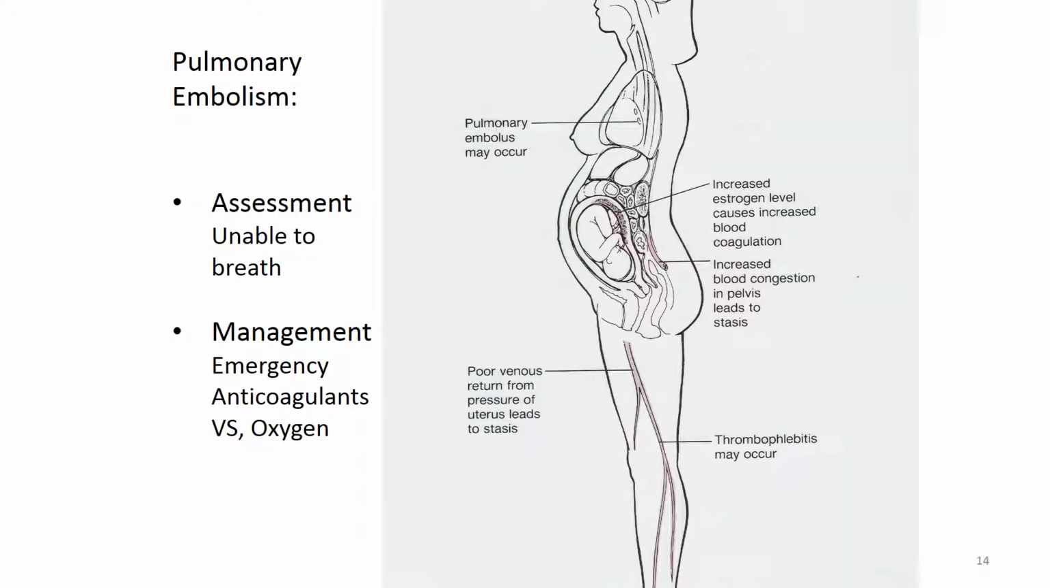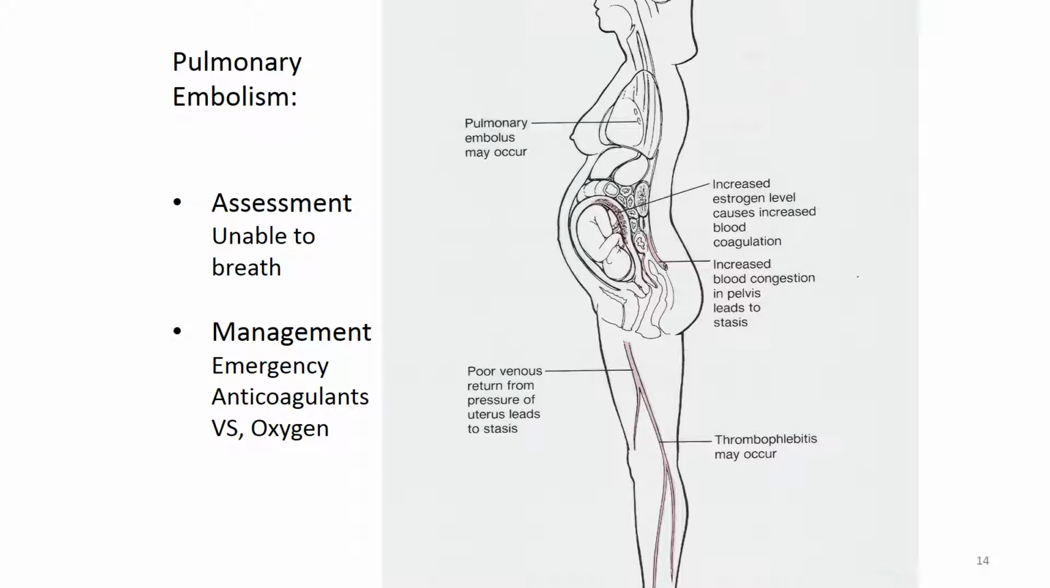Pulmonary embolism is a blood clot obstructing the pulmonary artery. Usually the causative agent is a dislodged DVT. Why are pregnant patients at risk for thrombophlebitis? Again, it's the hypercoagulability state with poor venous return and blood stasis.